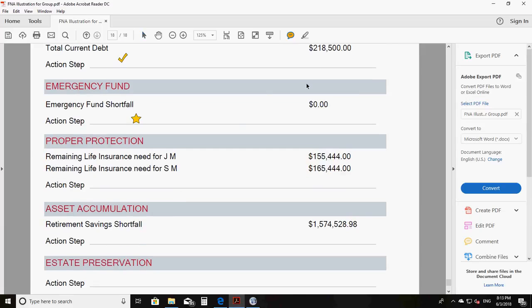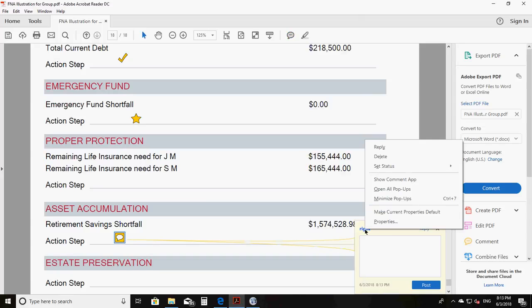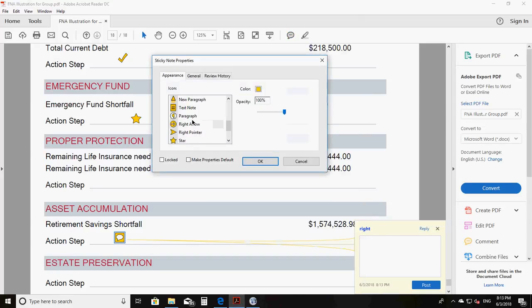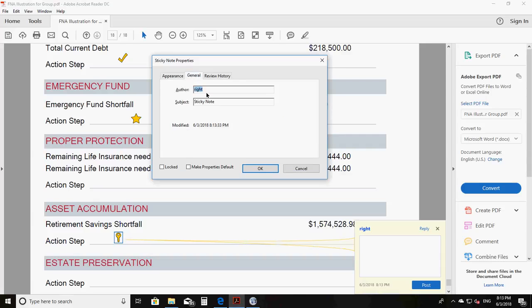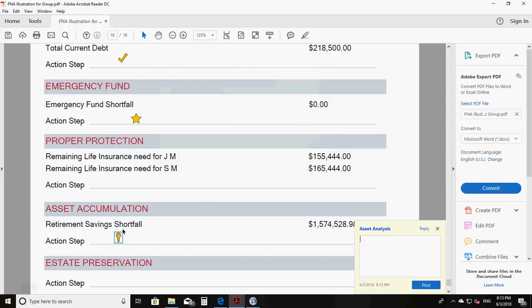Asset accumulation, a good one to use for this one maybe is the key. That's the key to your future. So when you scroll over that, it's going to give them the analysis. And it's going to say this is the key to your future. We have a 1.574 million anticipated retirement savings shortfall.